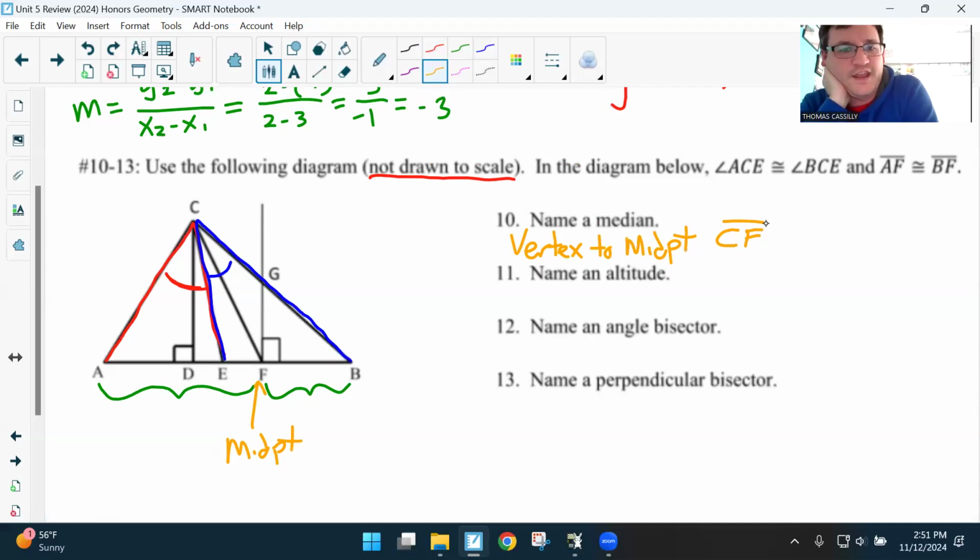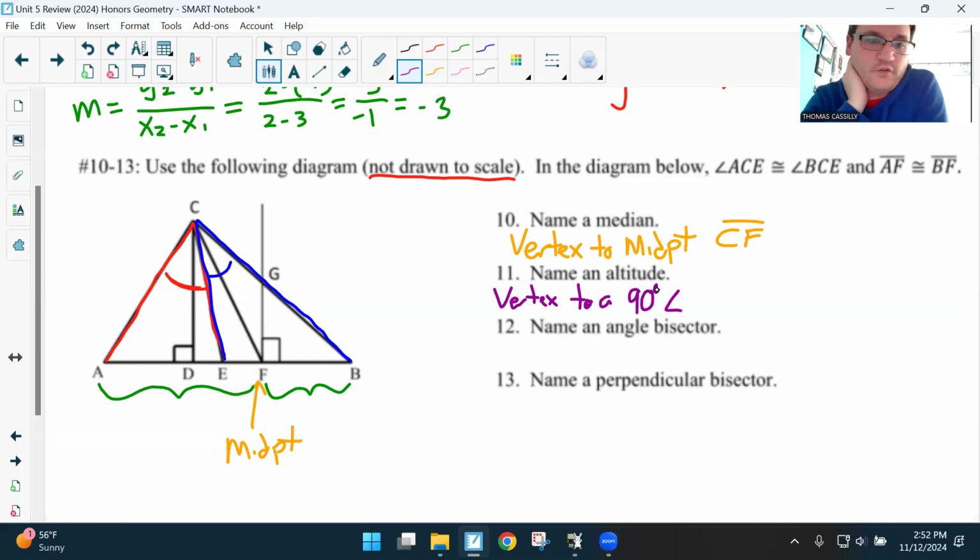All right, name an altitude. An altitude goes from a vertex to a 90-degree angle. All right, so I see two 90-degree angles on here. GF looks like a perpendicular, but it doesn't hit a vertex. All right, so GF is out. So the only correct answer for this one is CD.